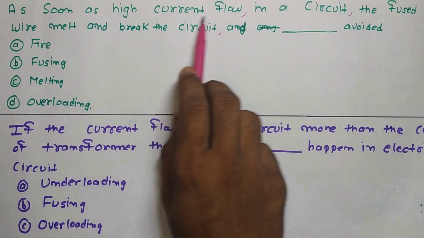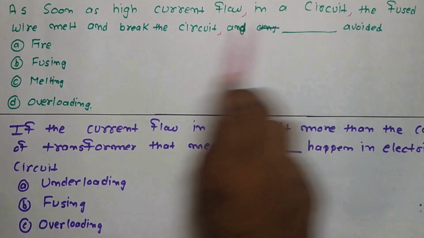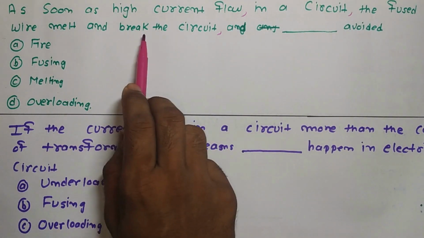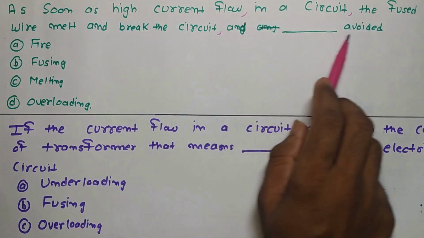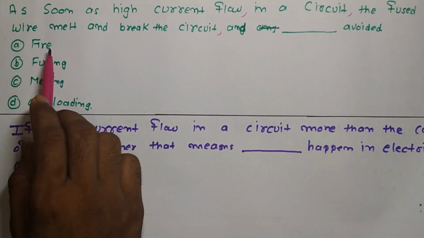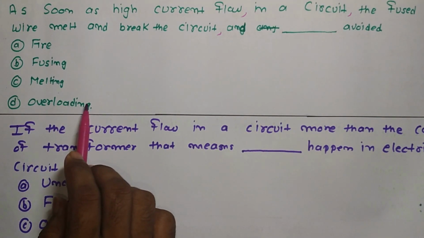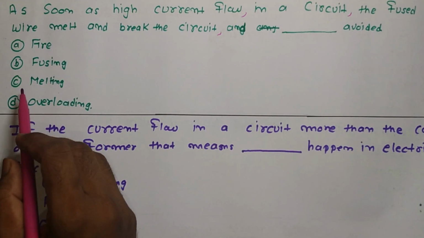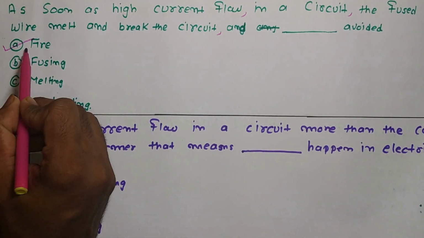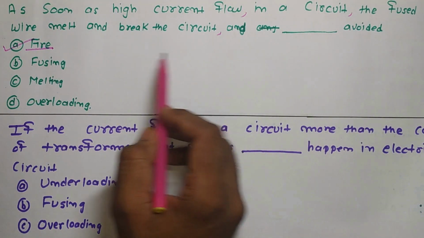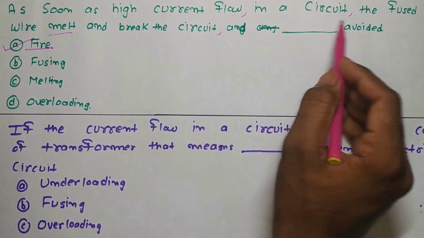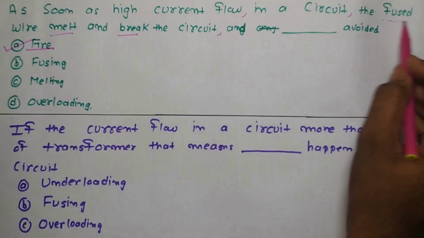As soon as high current flows in a circuit, the fuse wire melts and breaks the circuit, and dash is avoided. A. Fire, B. Fusing, C. Melting, or D. Overloading. So the correct answer is fire. Fire is avoided due to the melting and breaking of fuse.